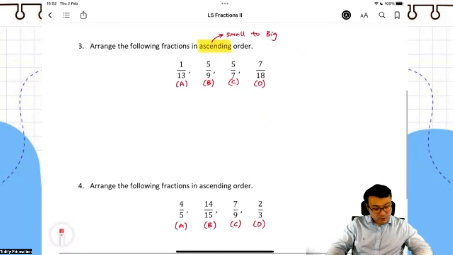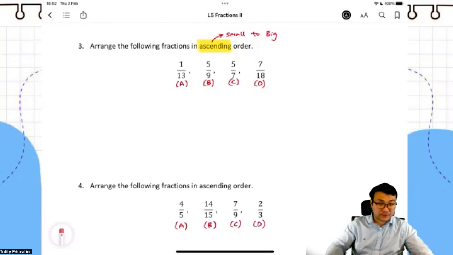I'll give you about 4 minutes to do 2 questions. 2 minutes for each question should be enough, okay? Your time starts now.